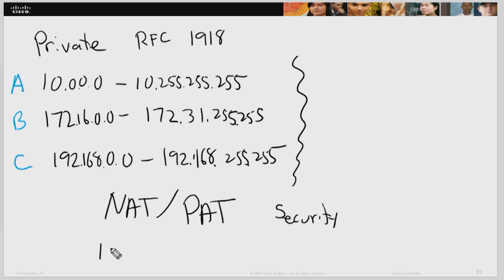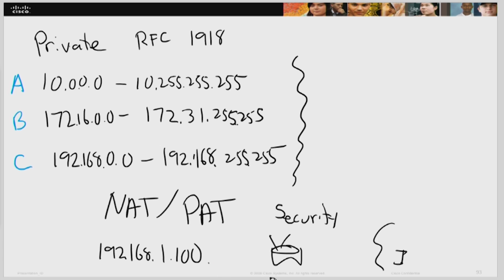On your home network, your first PC is 192.168.1.100. From your wireless router at home, you cannot get from the internet to 1.100. It has to be translated. You have to go through the process of NAT, PAT to get from here back in. So the added layer of security is the fact that these addresses don't exist externally, and then you can use them for whatever you want.